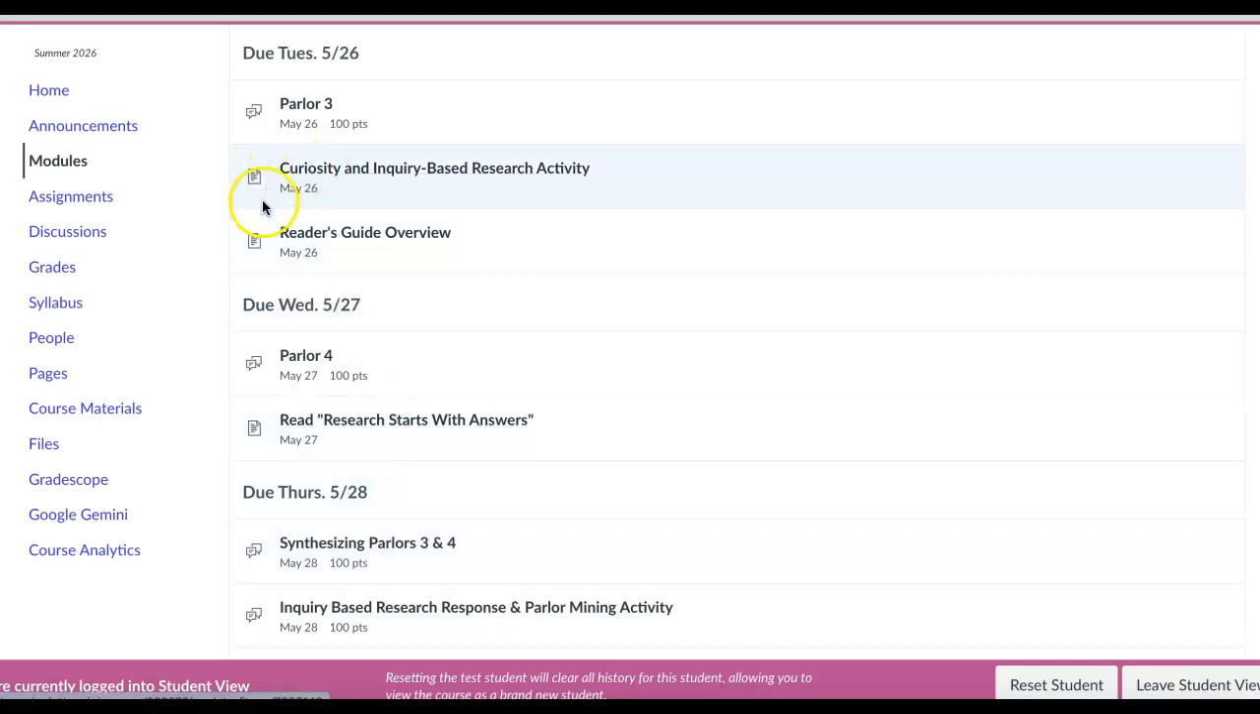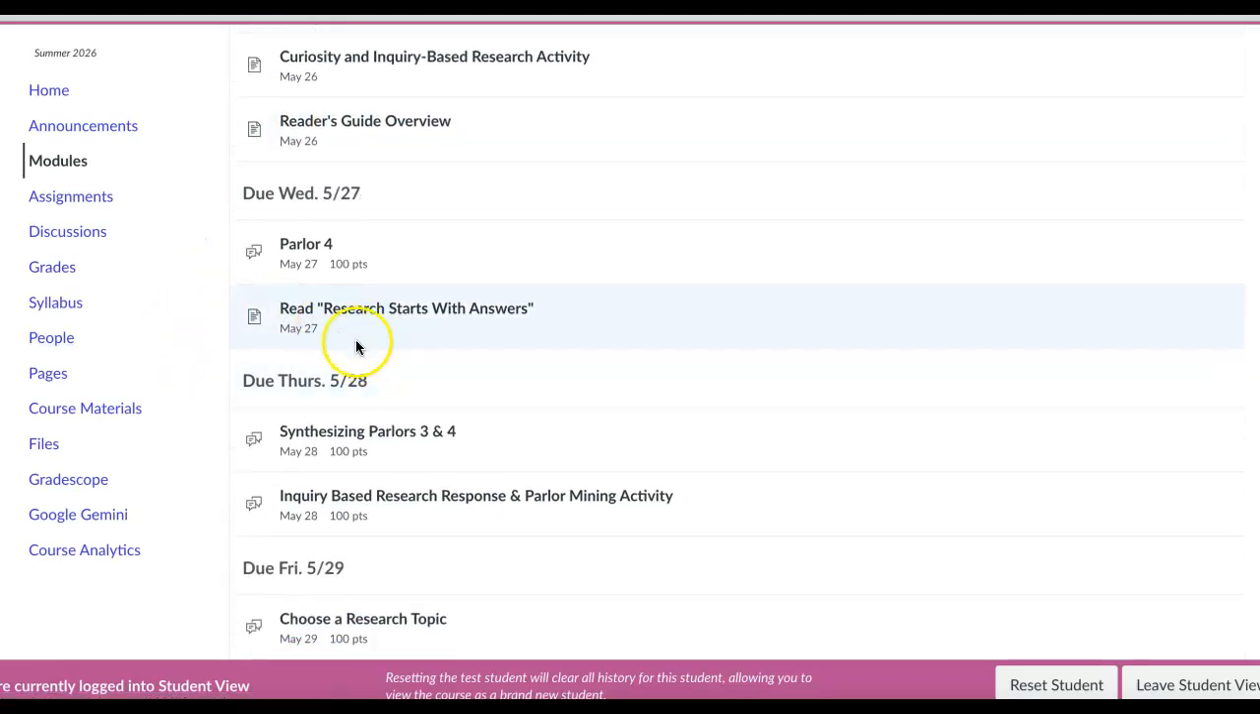You'll notice these other assignments here throughout the week. These are not things that you turn in, the curiosity and inquiry-based research activity or the reader's guide. They are meant to help you as you start thinking towards what your guiding question, your topic for the inquiry project, is going to be. The inquiry project culminates in this reader's guide. This gives you an idea of what you're turning in at the end of the course, just so that you know what's on the horizon. You don't need to turn in anything for it yet.